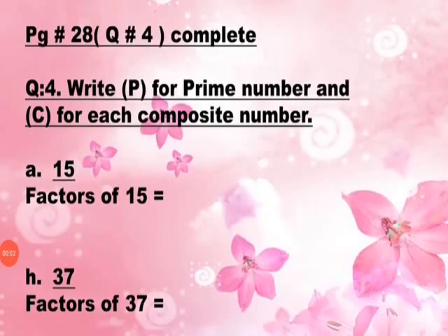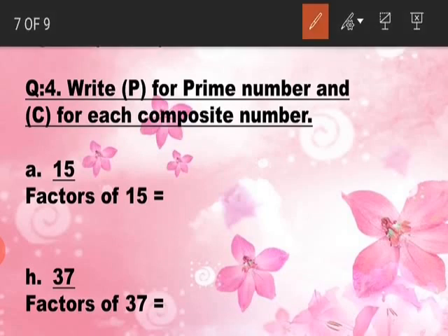Now class, I am going to do part H for you, and part H is number 37. So class, what are the factors of number 37? As we all know, every number is a factor of 1 and itself. So class, we have to look for the least number after 1. So we will look for 2.